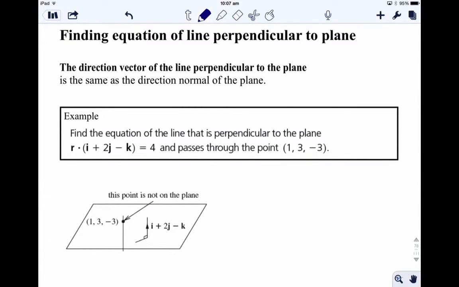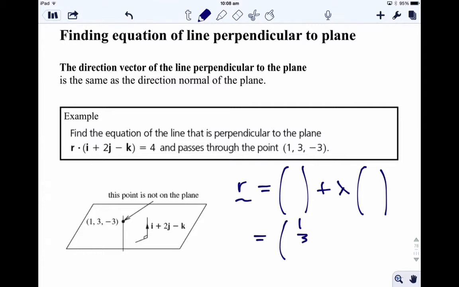Okay, so remember we know that the equation of a line looks like this. So we've got the vector that gives us a point on the line, and then we've got this vector here that's in the direction of the line. So have we got a point on the line? We have. It's passing through the point 1, 3, minus 3.